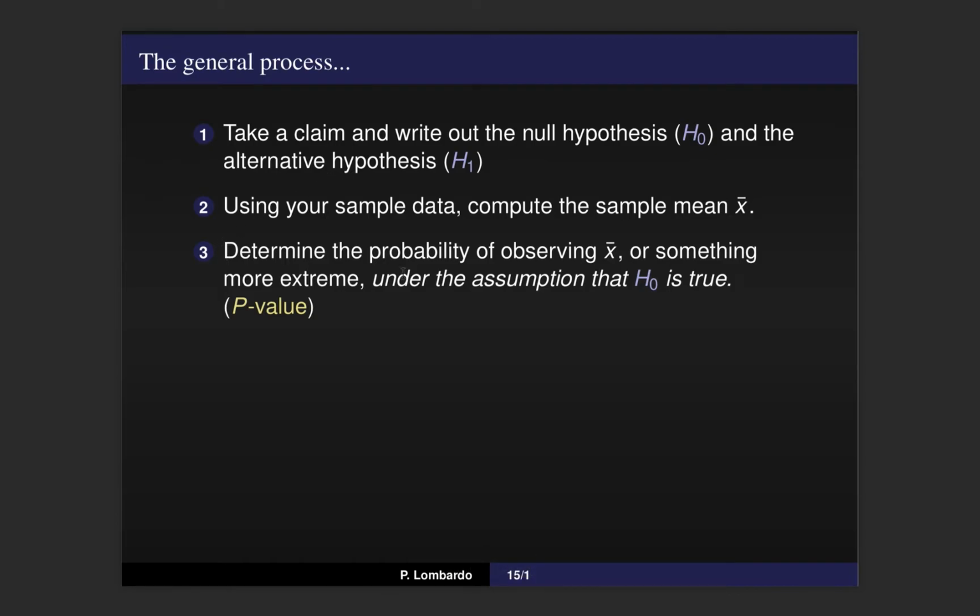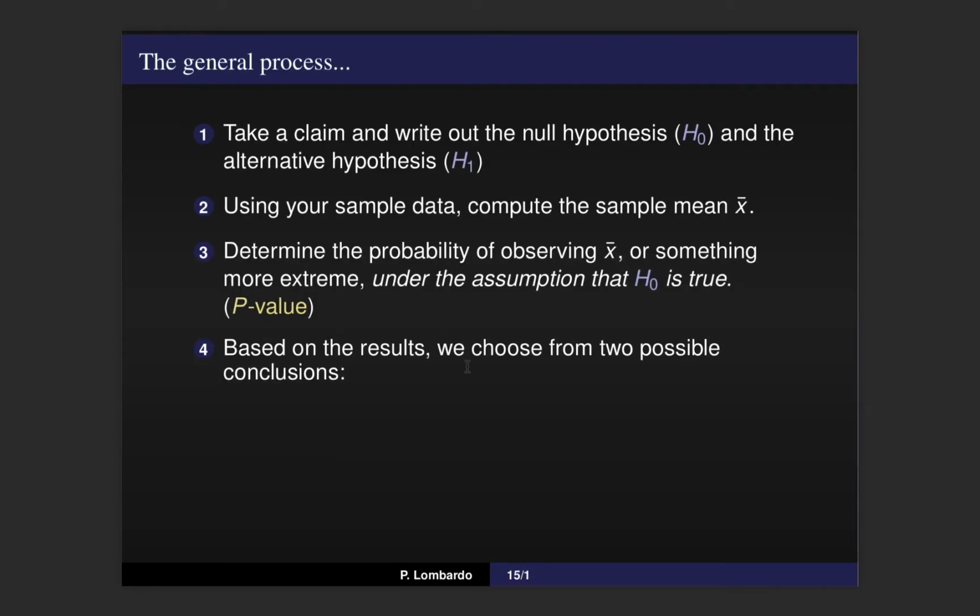In step 3, we're going to determine the probability that the sample mean we collected, or something more extreme, actually occurs under the assumption that our null hypothesis is true, right? Using this null distribution, we'll be able to compute an actual probability there. And I'll talk a little bit in more detail in our heuristic example about how you compute a probability like that.